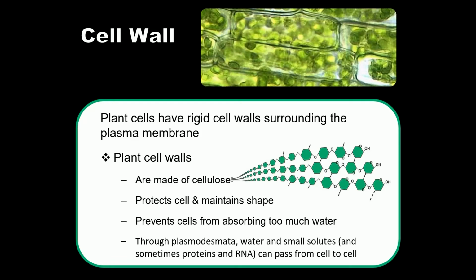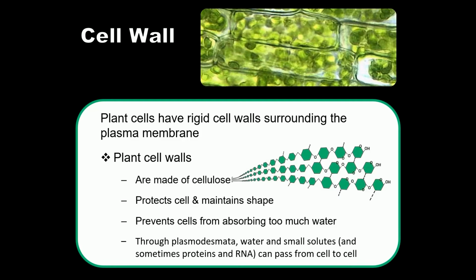Glucose is a monomer, cellulose is the polymer, and it has these strings of glucose put together in such a way that every other glucose is turned upside down, which allows hydrogen bonding in between these strands of cellulose, and that creates these fibrils, which are very, very strong. This allows a lot of structural support. So the plant cell walls are made out of cellulose, and this helps protect cells and maintain their shape, and it also prevents the cells from absorbing too much water, which I alluded to in the previous video.